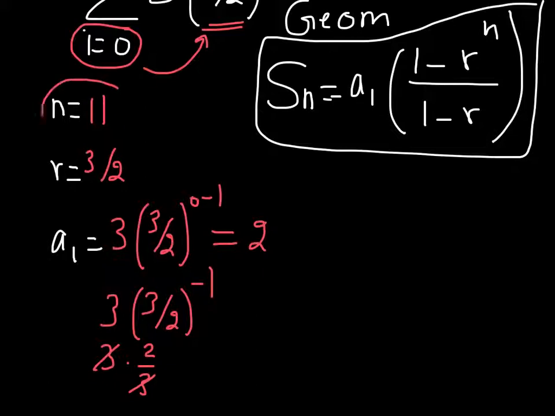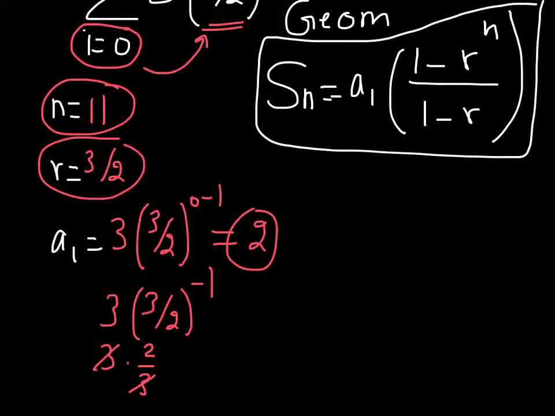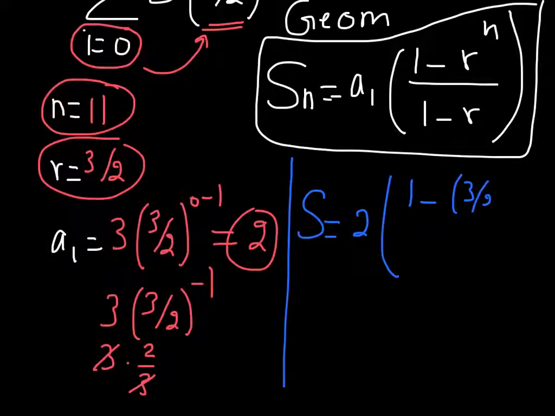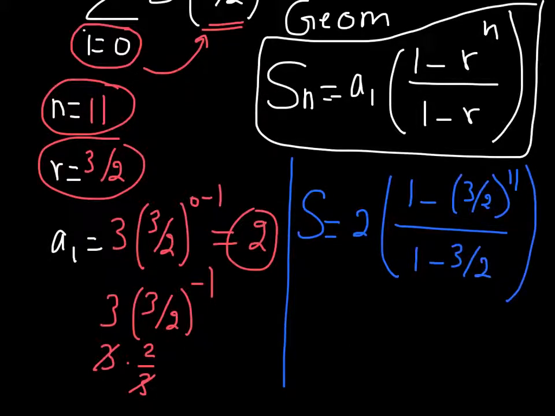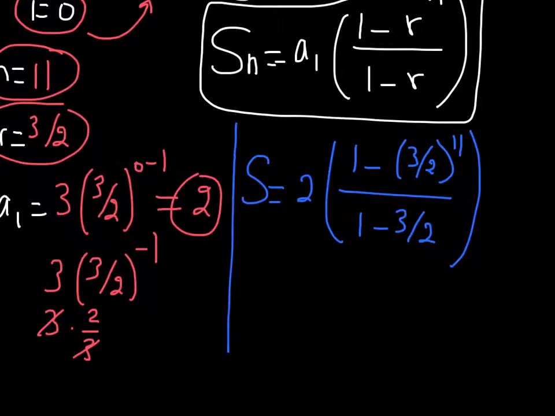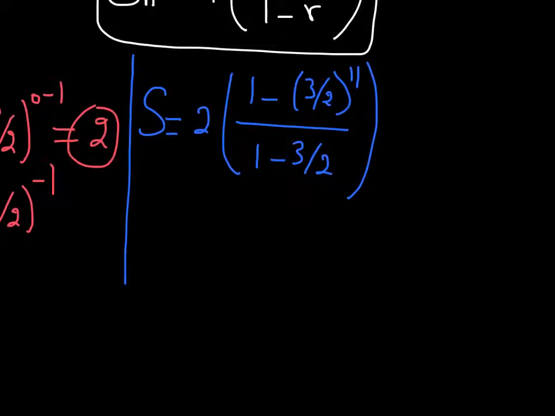Now that you have n, you have r, and you have a1, let's go ahead and plug them into the formula. So the sum of all these terms is going to be 2 times (1 minus 3 halves raised to the 11th power) over (1 minus 3 halves). Well, I'm going to walk you through this process, how to do the calculation. And so the calculation is going to work something like this.